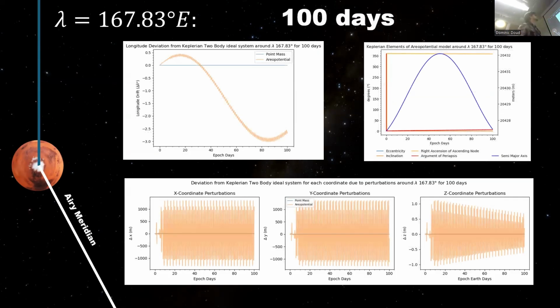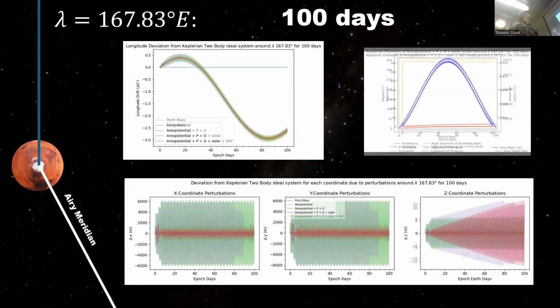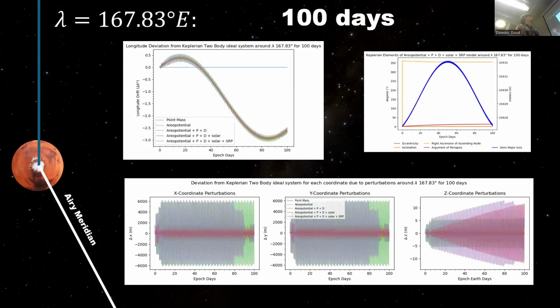As we add more force models, things get more crazy. We're starting to see some more oscillatory movement in the longitude deviation. Semi-major axis is now going back down, and our perturbations are growing in the XYZ. As I keep adding force models, our perturbations are going to grow more and more, as we expect. And at the end of it, at the full force model, we can see the longitude drift is starting to form like a wave. And semi-major axis is like half a wave, and XY are 6 kilometers, and Z is still 10 meters. I remember sitting in my chair after getting these plots and thinking, there's more to the story.